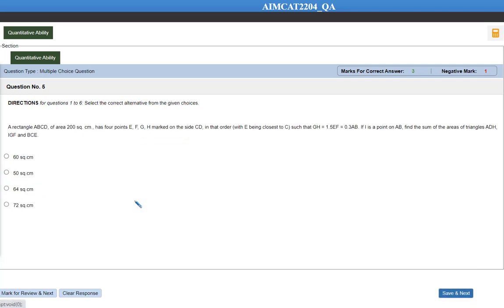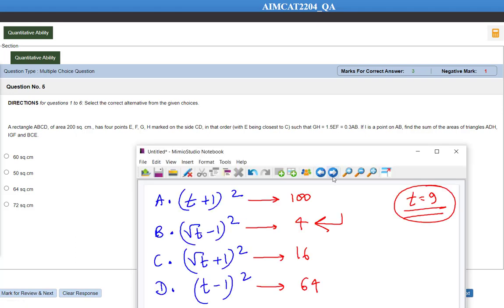After this, question number 5. A rectangle ABCD of area 200 square centimeter has 4 points EFGH marked on a side CD, in that order. E is closest to C and GH is equal to 1.5 times EF is equal to 0.3 times CB. If I is a point on AB, find the sum of area of the 3 triangles. Okay, so let's try to solve this. What I will do is draw a diagram first of all.